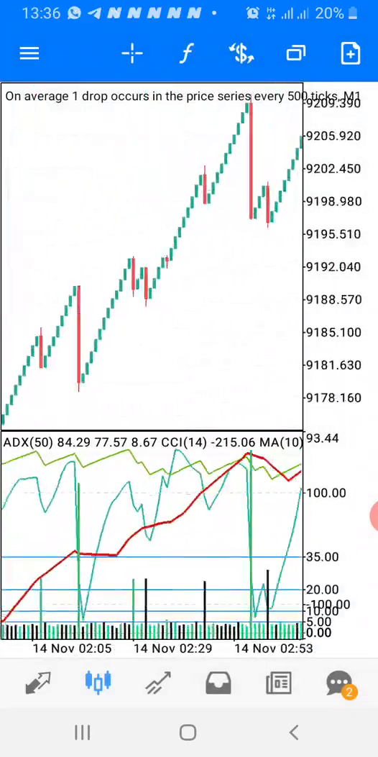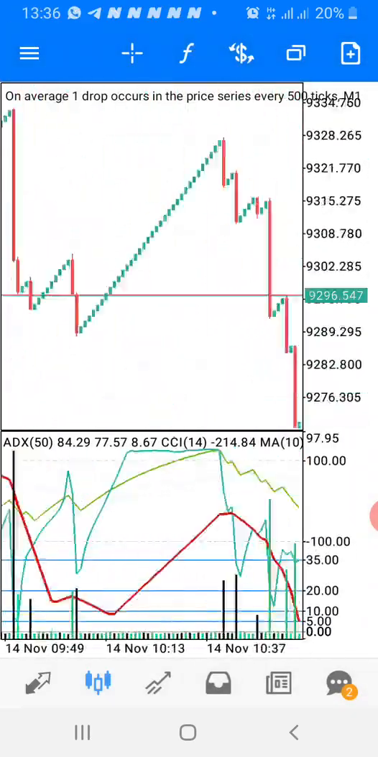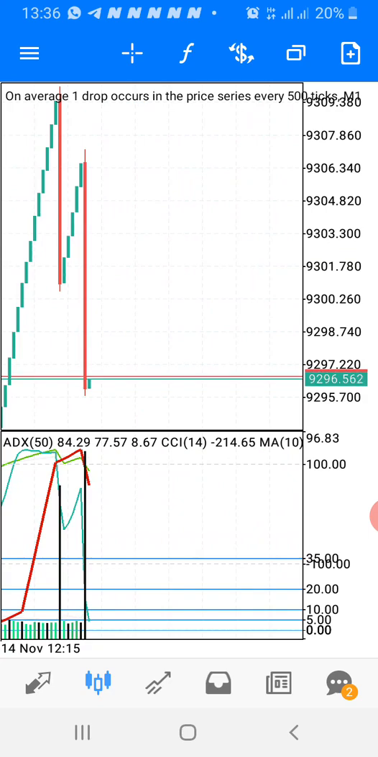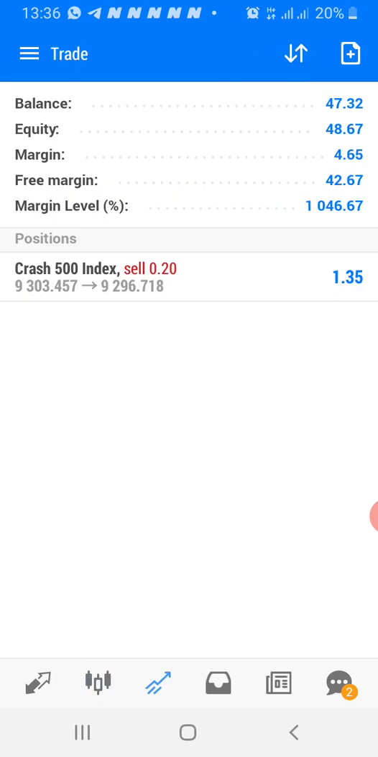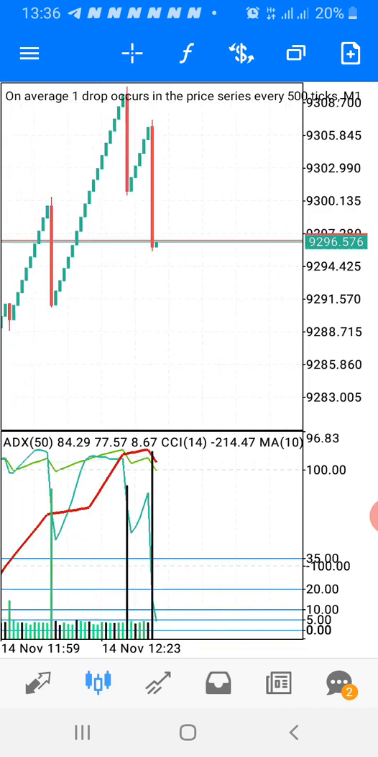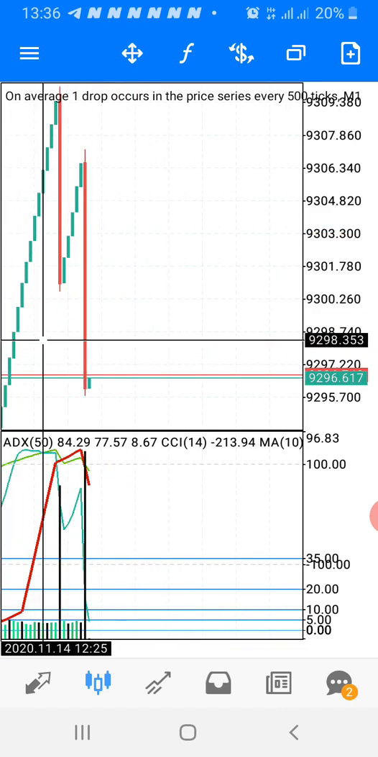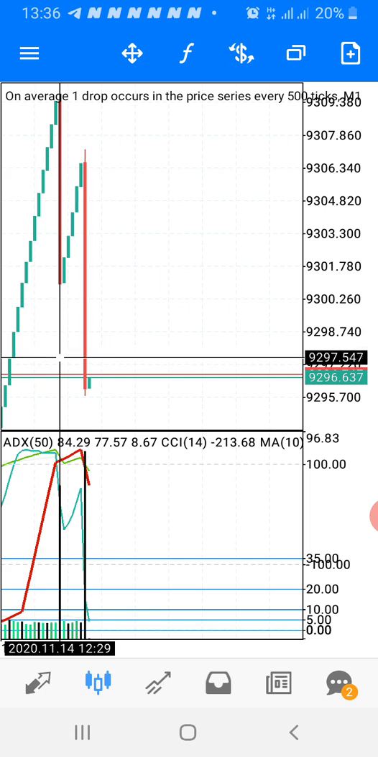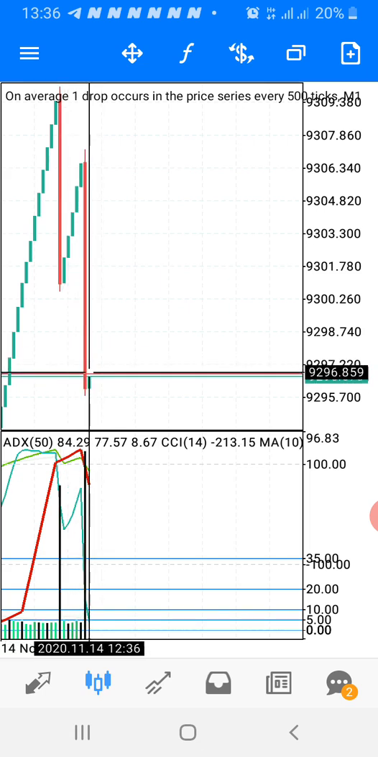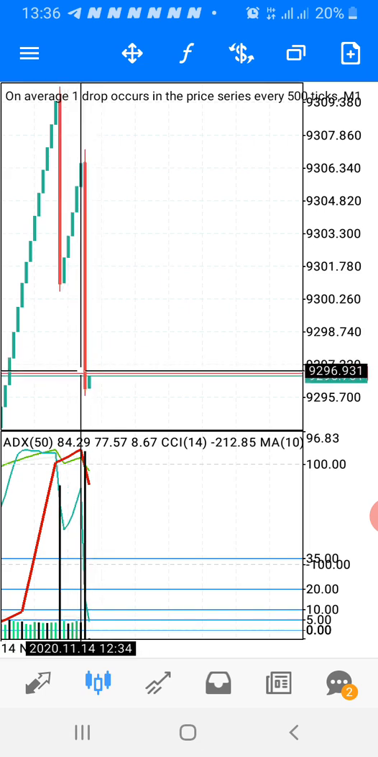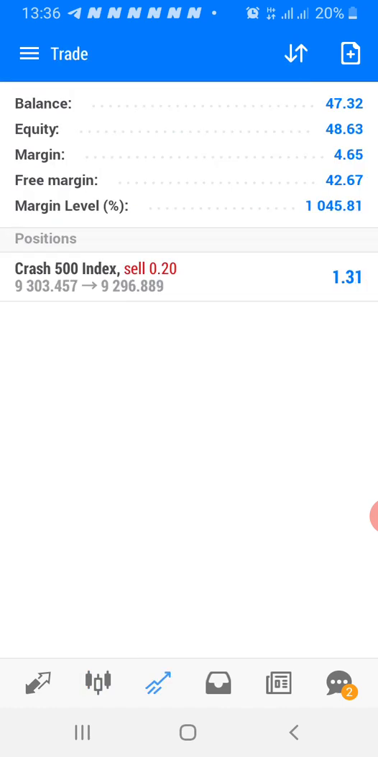So that's how it works. So this is how we make money. You see this point, I told you I'm expecting a spike because it's a black candle. You see, right? And this is it. It just spiked. You see what I'm talking about? This is how we make money.